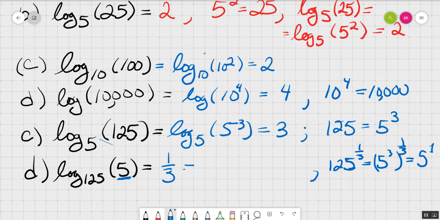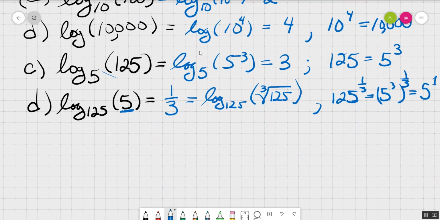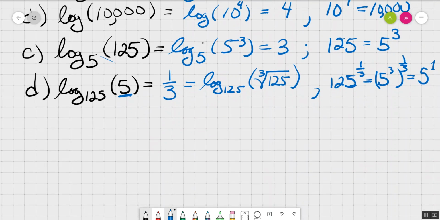If you don't like that, you can also rewrite it as the log base 125 of the cube root of 125, because the cube root of 125 is 5. And then you're like, aha, it's the 1/3 power, because now these are the same base, 1/3, because we did fractional exponents recently in chapter 8, which is fun.